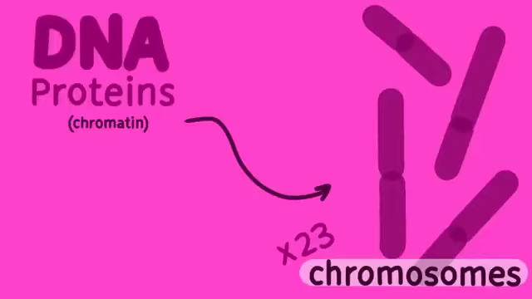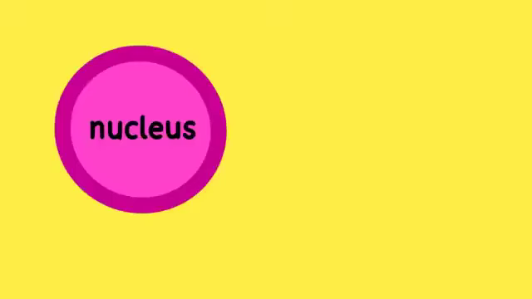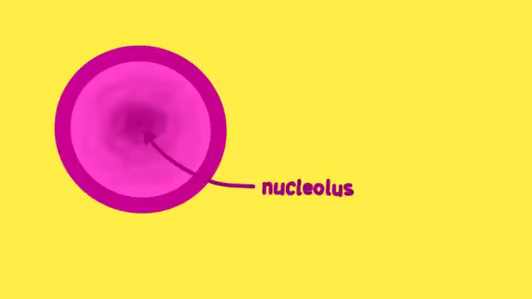When a cell is in its regular state, as in not undergoing cell division, chromosomes are very loose, so all you can see is this mass of chromatin. But when the cell is dividing, the chromosomes condense, and you can actually differentiate one chromosome from another. The place where chromatin is most densely packed in the nucleus is called the nucleolus.